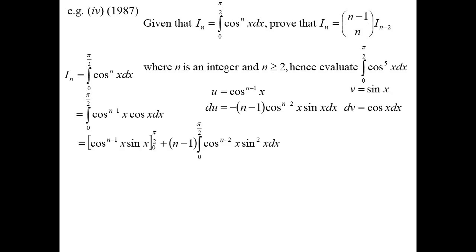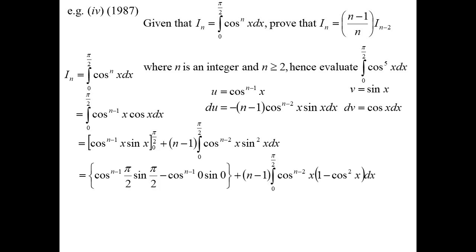Now I've got to try and get something that looks like I n. I got cos n minus 2 x sine squared. Sine squared I can turn into 1 minus cos squared, get everything with coses. I'll also work out what's in our brackets over here. Is that just 0? It is, isn't it? Because cos pi on 2 is 0 and sine 0 is 0, so all of that's 0.